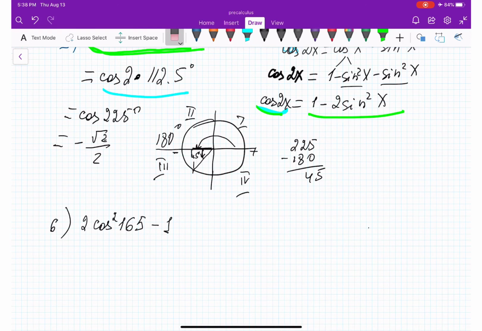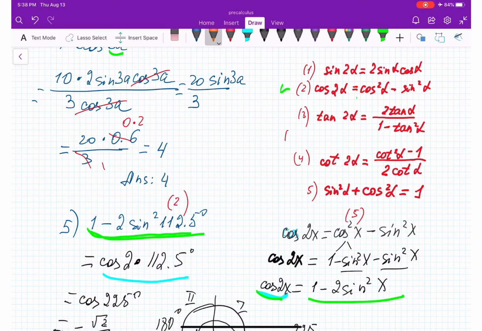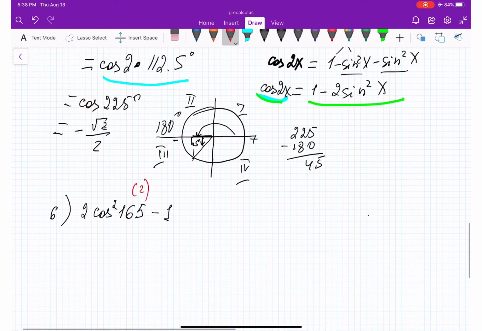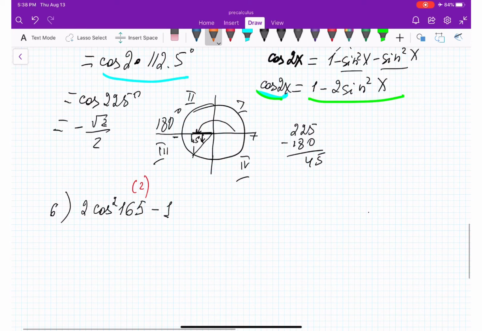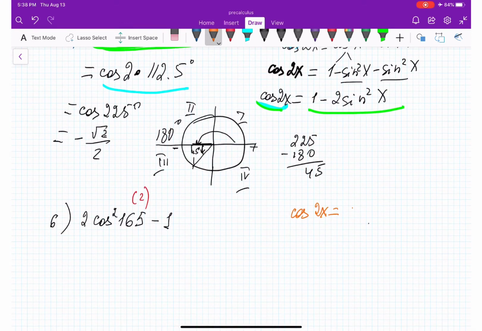Okay, let's change it. And change the color also. Cosine 2x, here it is. Cosine squared minus sine squared. So we are applying formula number 2 here. And it is going to be cosine 2x is equal to cosine squared x minus sine squared x. And why did I come up with that idea? Because I see subtraction here, so I took the formula that has subtraction.